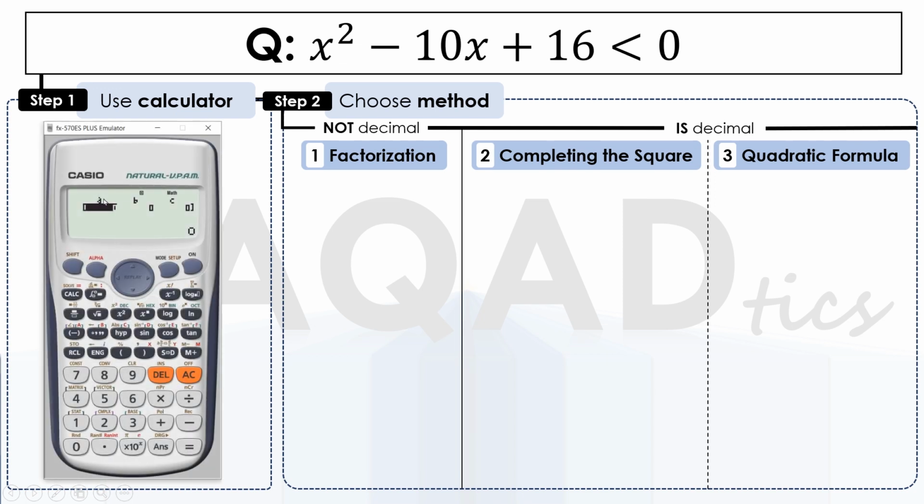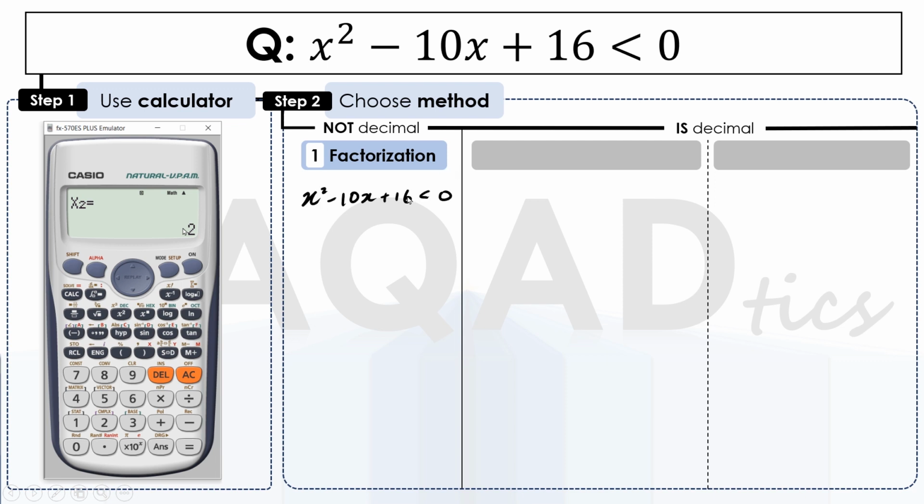For the value of a, we would put the value of x squared, which is 1 for this case. b would be the value of x, which is negative 10. And c would be the value that does not have x, which is 16. Once we press equal, we will have the two answers. One is 8, one is 2. Our answer is not a decimal because it's a whole number, so we would use the factorization method. This one is just very simple. Just write out the inequality and then plug in the answers that we got from the calculator.